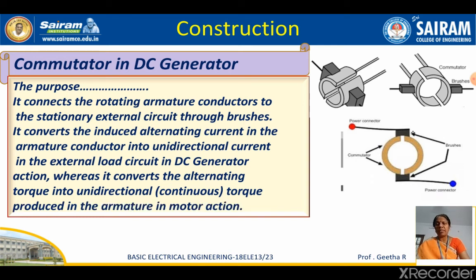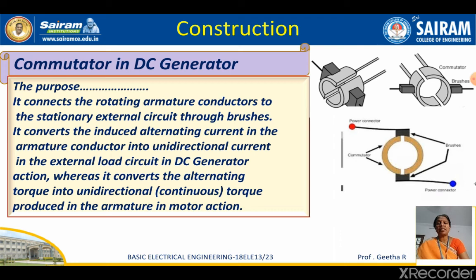The purpose of the commutator is that it connects the rotating armature conductors to the stationary external circuit. The external circuit or the load is stationary, but the armature is the rotating one. From the rotating part to the stationary part, the current should be taken out. The commutator serves this purpose. It connects the rotating armature conductors to the stationary external circuit through the brushes.